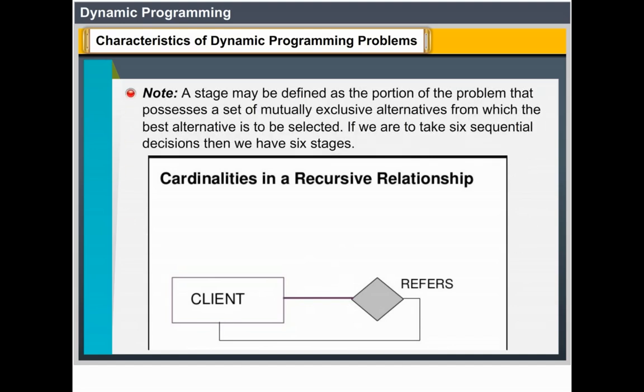Note: a stage may be defined as the portion of the problem that possesses a set of mutually exclusive alternatives from which the best alternative is to be selected. If we are to take 6 sequential decisions, then we have 6 stages.